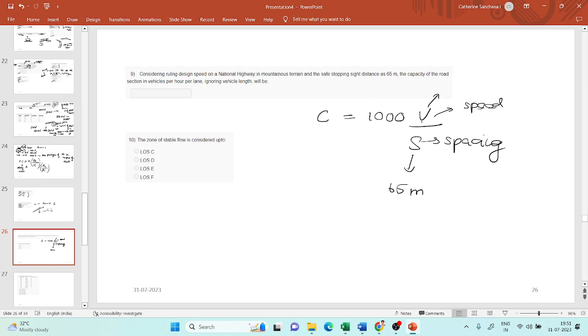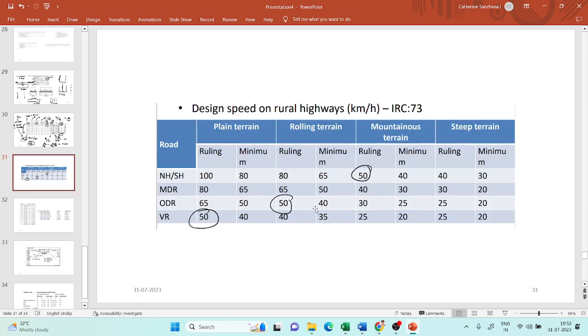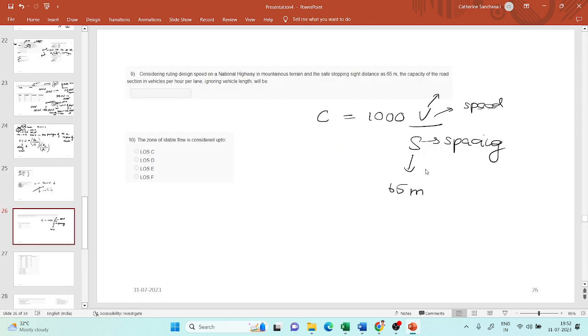And this you have to pick from the table. If you see mountainous terrain, national highways, rolling speed, it is 50. So this V is 50. 1000 into 50 by 65 is the solution to the problem. This is 769. This is the capacity of the highway in vehicles per hour per lane.